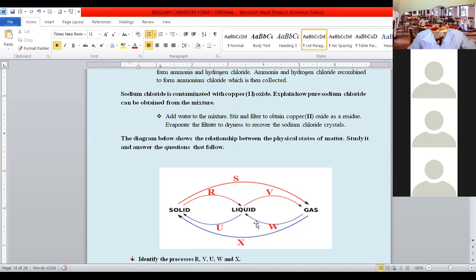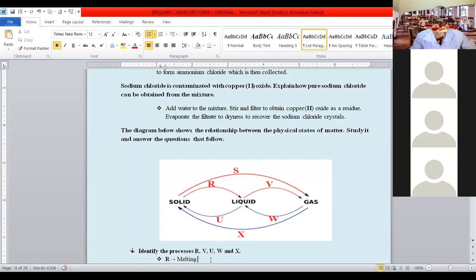Condensation. X. Deposition. Naona watu wanasukumana. Ni vizuri. So X is a deposition. That is gas to solid is deposition. Then solid to gas. Sublimation. Yes, that is now the sublimation.